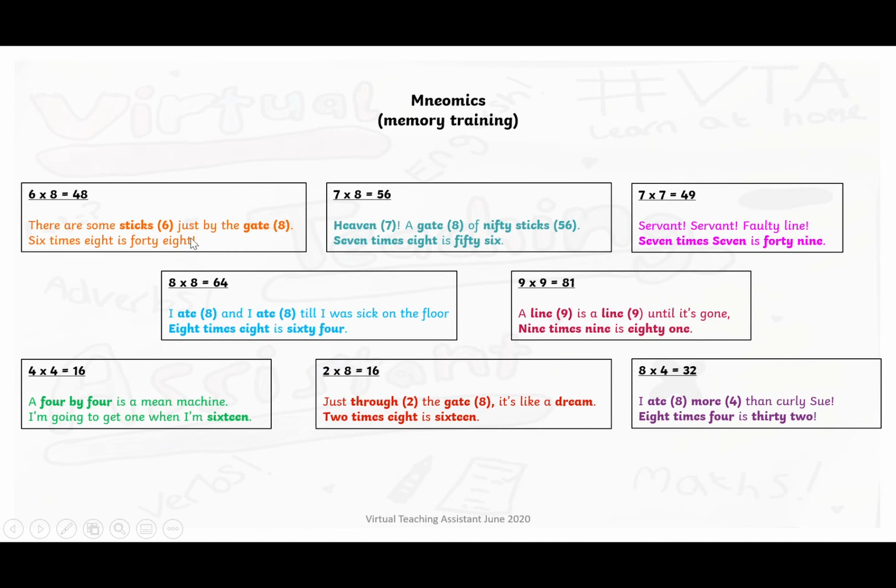So there are some 6 just by the gate. 6 times 8 is 48. Heaven, a gate of nifty sticks. 7 times 8 is 56. Servant, servant, faulty line. 7 times 7 is 49. So there's a good few ones there to remember, and you can even make up your own. That's the thing I love about mnemonics and the memory training.